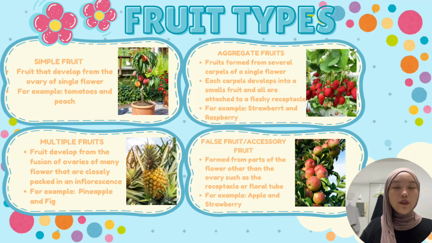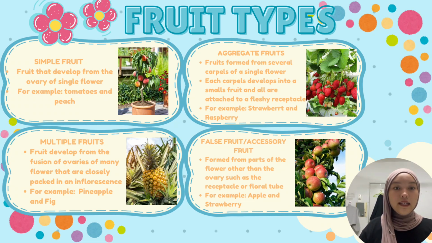Now, we are moving to the fruit types. We have 4 types of fruit. The first one, I will start with a simple fruit. A simple fruit is a fruit that develops from the ovary of a single flower. For example, tomatoes and peach.